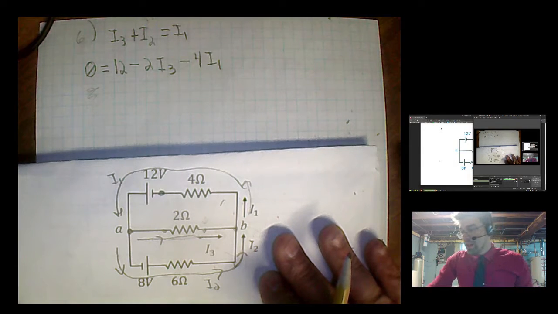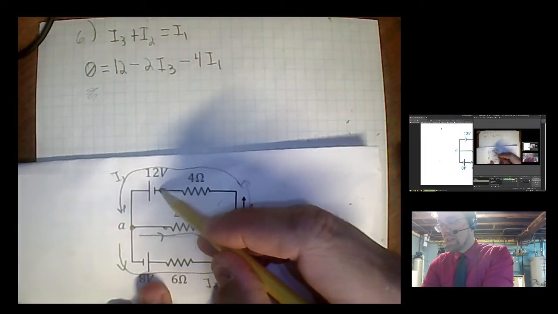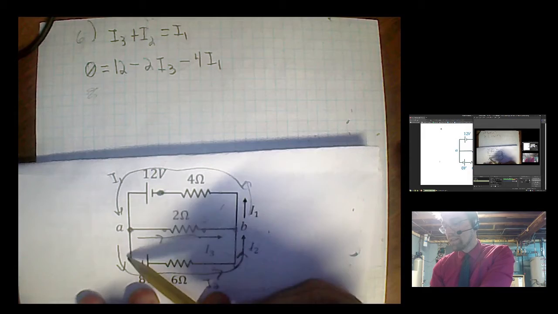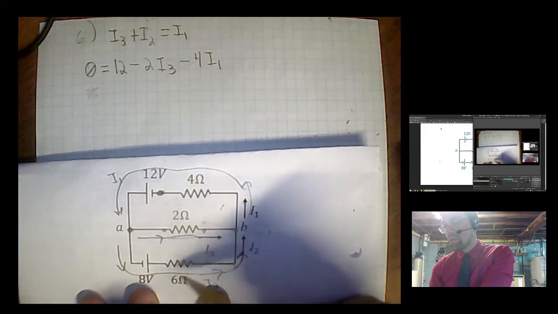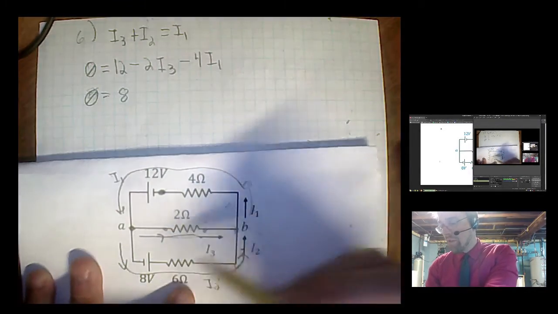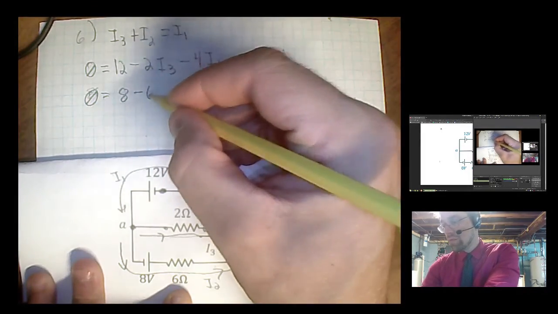Okay, let's do this from point A, junction A here. We'll do the bottom part now. So we start off at 0 volts. I'm going to kick up by 8 volts. I'm moving with I2, so that's going to be 6 ohms times I2.